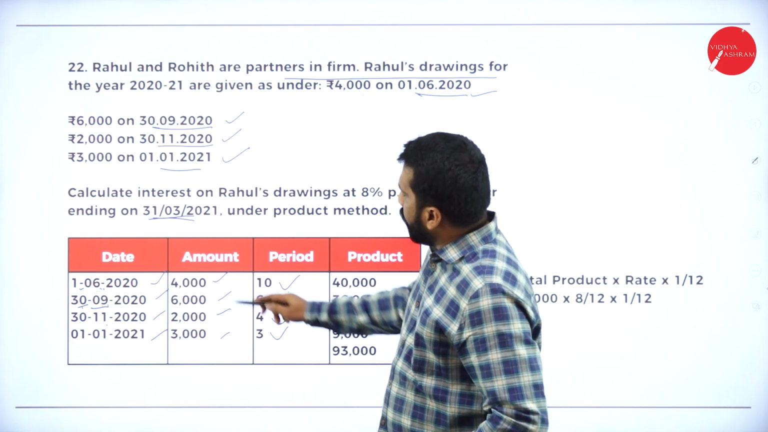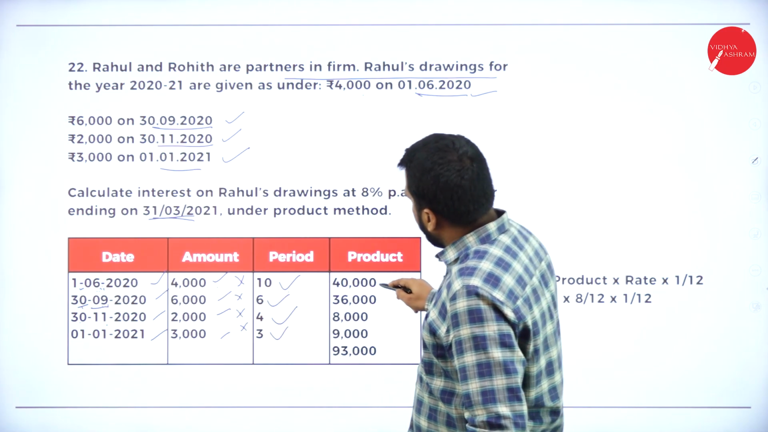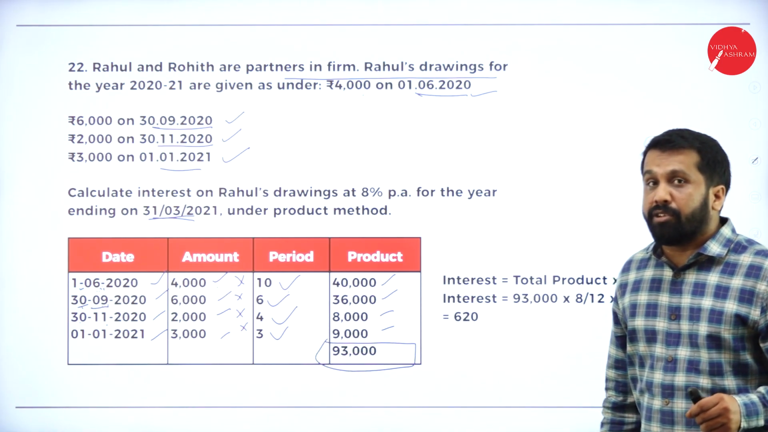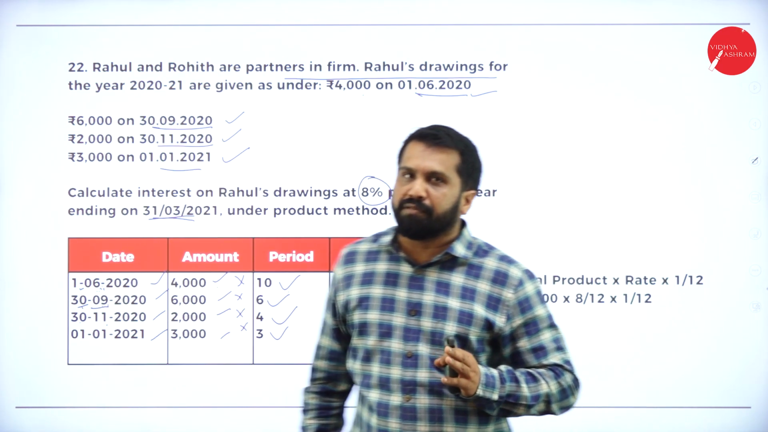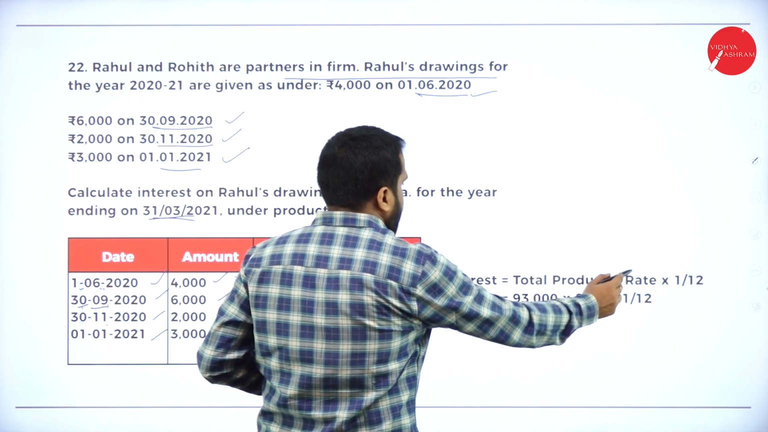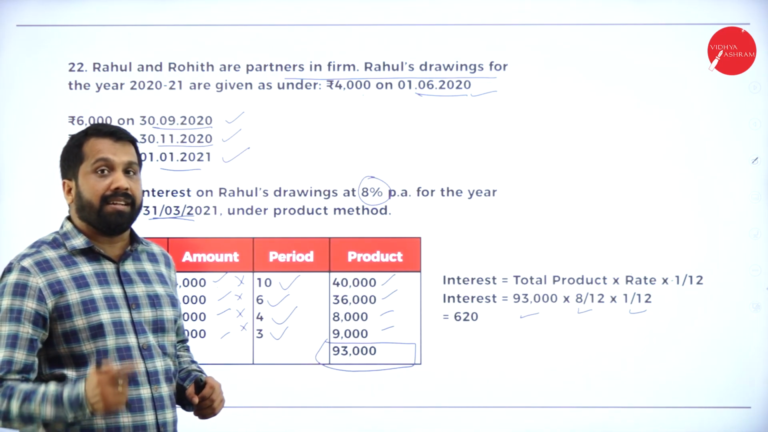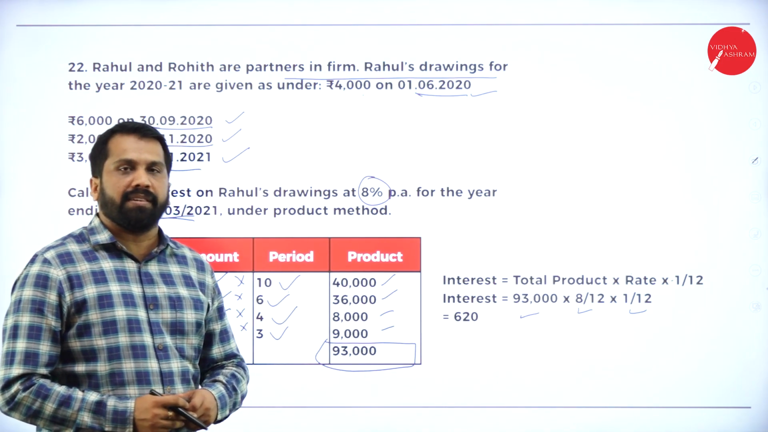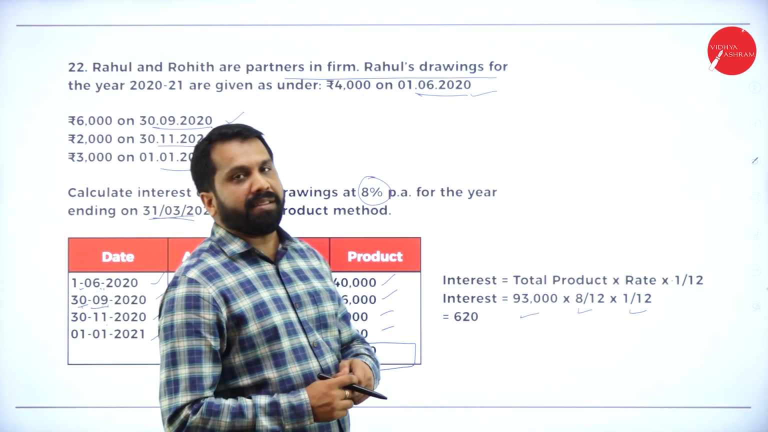Now, it is simple. 4,000 into 10. Multiply, multiply, multiply. Your answers are this. What is your total answer? 93,000 is your answer. What is the percentage they have given? 8%. Now, your total product, 93,000, rate 8%, 1 by 12, it is common. Why? Because we are calculating how much interest you are paying per month. So, you will get 620. Hope you are clear. This is called interest on drawings under product method.